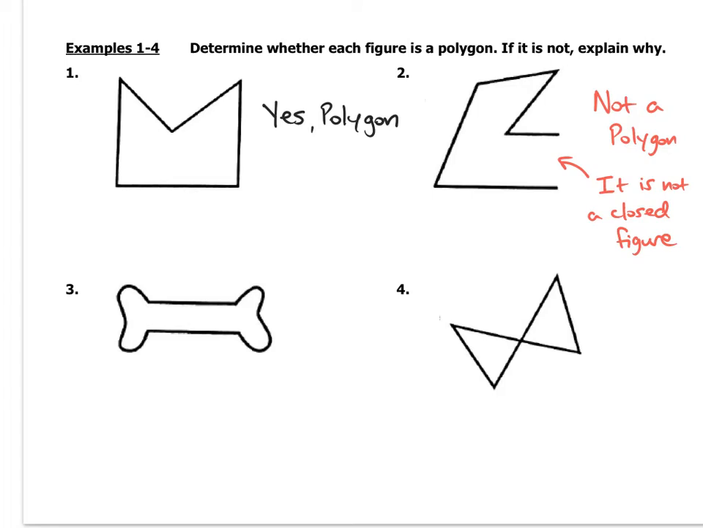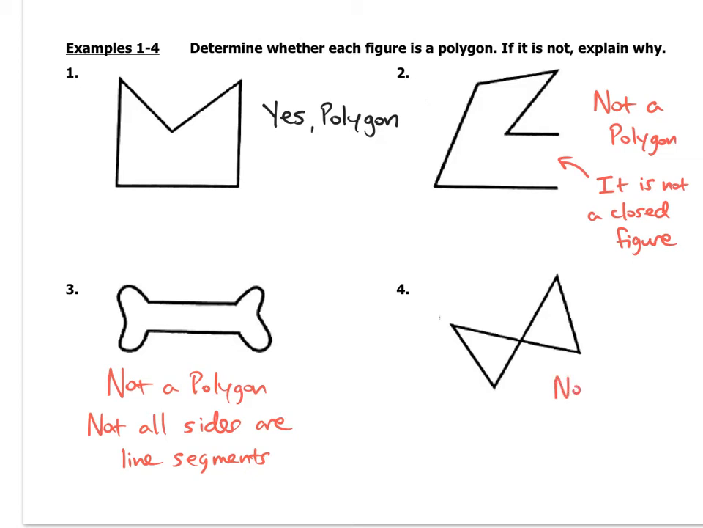Number 3, it's a closed figure, yes, but notice that it's not made up of only line segments. Some of these sides here are arcs or curves, and so number 3 is also not a polygon, and that's because not all sides are line segments. And finally, number 4, this one is also not a polygon. And we talked about this as well in the characteristics. The line segments of a polygon cannot cross, and so in this one, there are line segments that are crossing. So that's what makes this not a polygon.